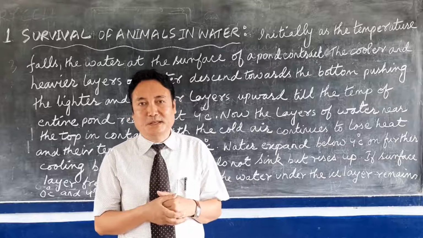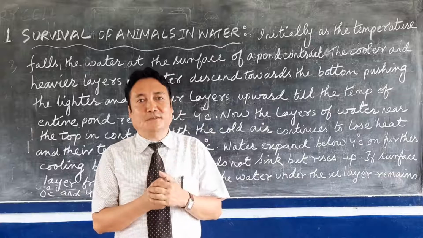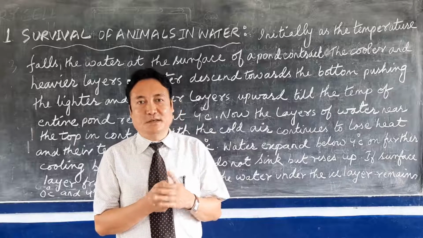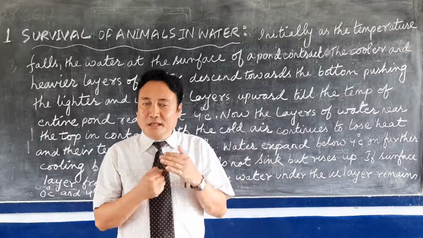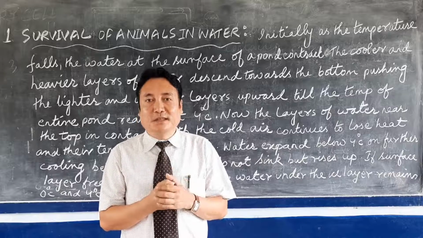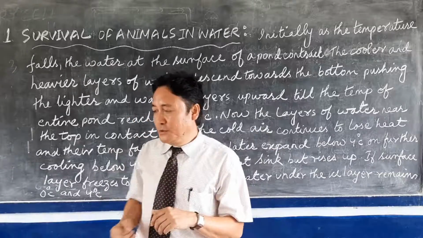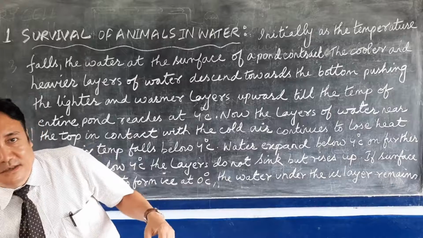So this cannot take place. Though the upper surface may be converted into ice, the lower part of the water bodies, that is a pond or lake, still remains at 4 degrees Celsius. In that way, the aquatic animals will be able to survive. So let us come to the description of this first point.